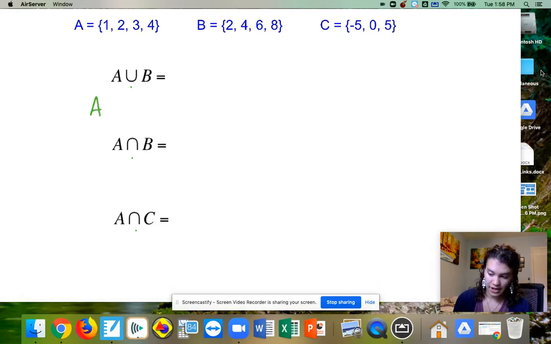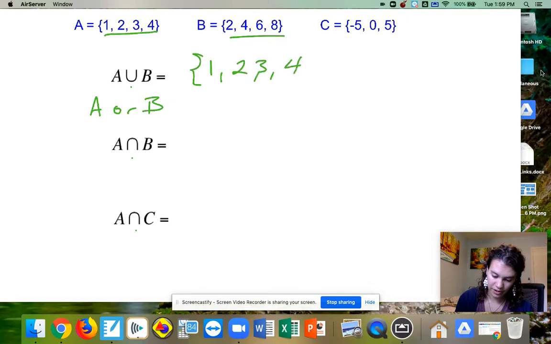So this is going to be A or B. So you want anything that's in A or anything that's in B or anything that's in both. So we want all of them all together. So 1, 2, 3, 4 is in A, and then we can add 6 and 8 from B to get all of the elements. You only list each thing once. So even though 2 is in both of them, you only list it once in your set.